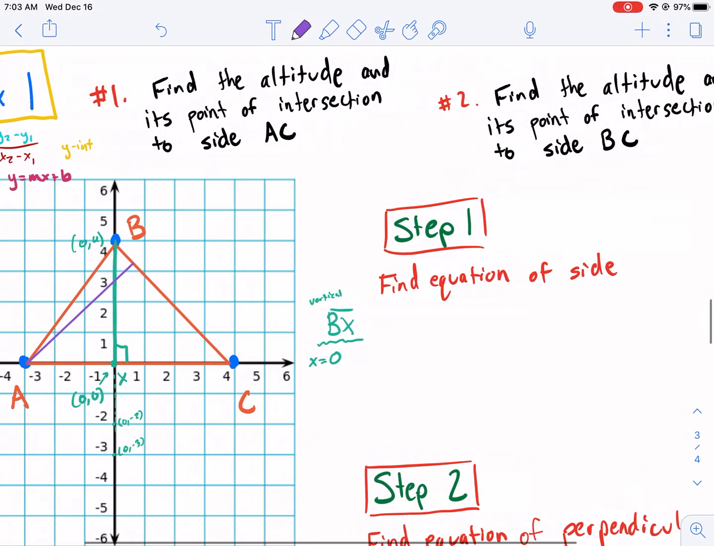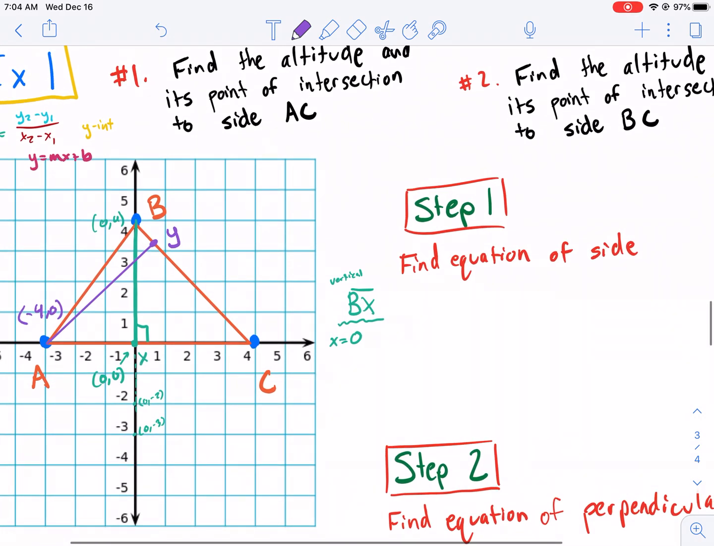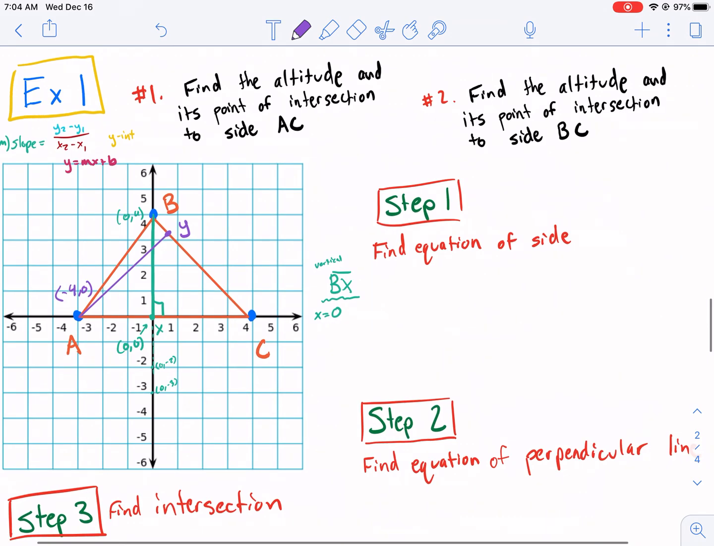Okay, this is tricky. The first thing we got to know is that this point here is negative 4, 0. Okay, and we're going to call this unknown point Y. We got to find where that is. How do we find where that is? Well, like I said before, we need to find the equation of the line, and we have to find the slope and its y-intercept. So we're going to call this line AY.